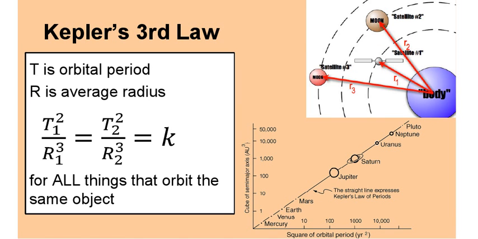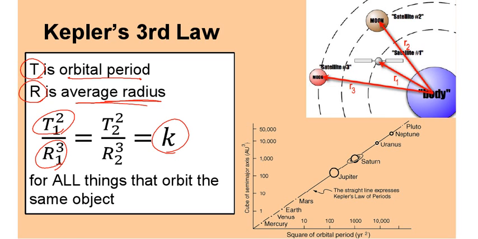Here's the third one, and this one is kind of useful when we think about the solar system and other things in the solar system. Kepler's third law says that if I take the orbital period and call that T, and if I take the average radius of the orbit and call that r, if I take T squared over r cubed, I always get the same number for everything that's going around a certain body.